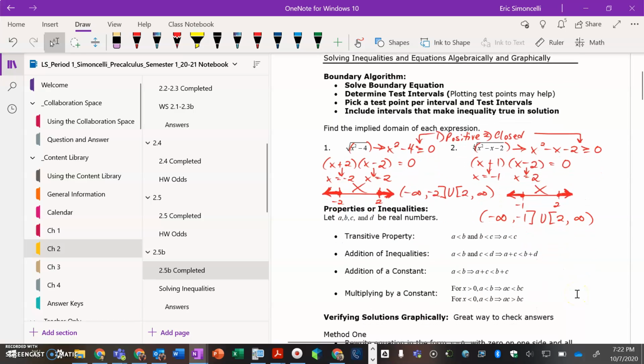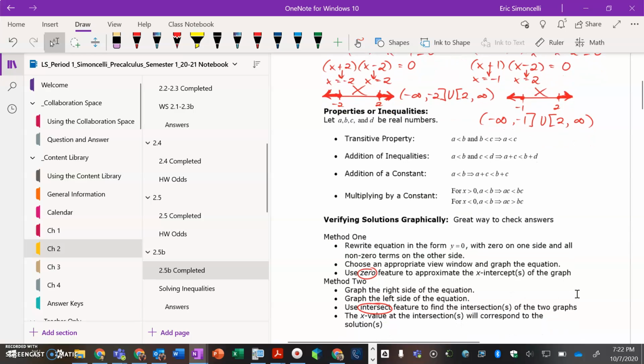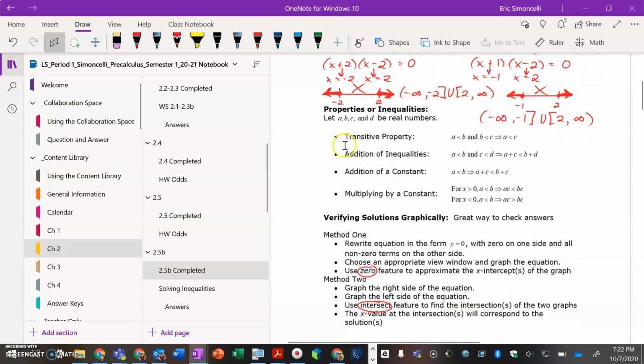The properties of inequalities to follow here, as you can see: let A, B, C, and D for that matter be real numbers. The transitive property applies, the addition of inequalities, the addition of a constant, but also the multiplication by a constant. So please take a look at those. When we verify solutions graphically, it is a great way to check your answers.